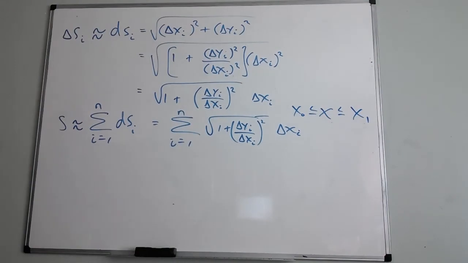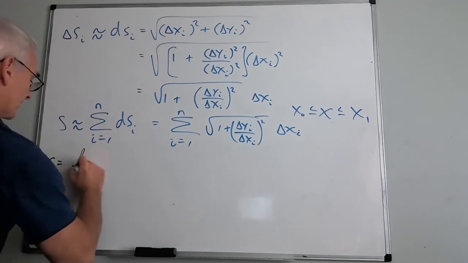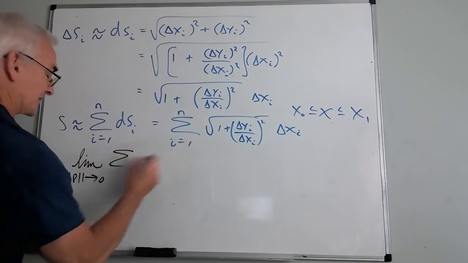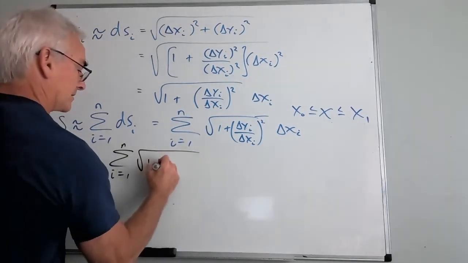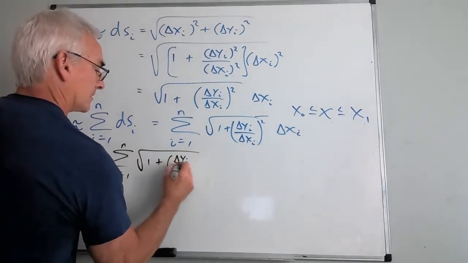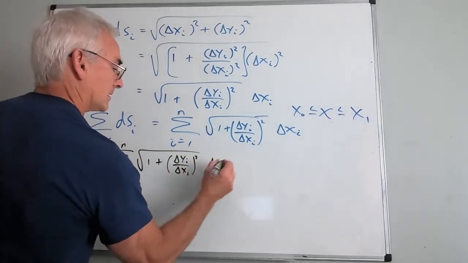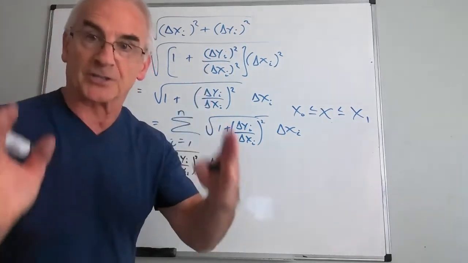Now's where it gets really cool. We use very calculus thoughts. I want to say S equals. Well, this is where the limit comes in. S equals the limit as the norm of the partition approaches 0 of the exact same quantity. I'll remind you guys what that actually means. The norm of the partition means the largest such delta x.